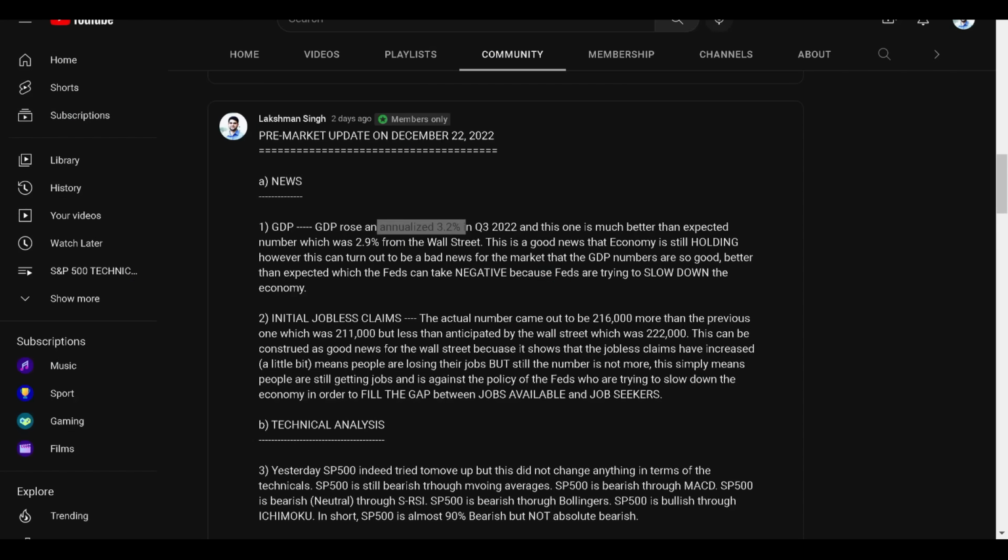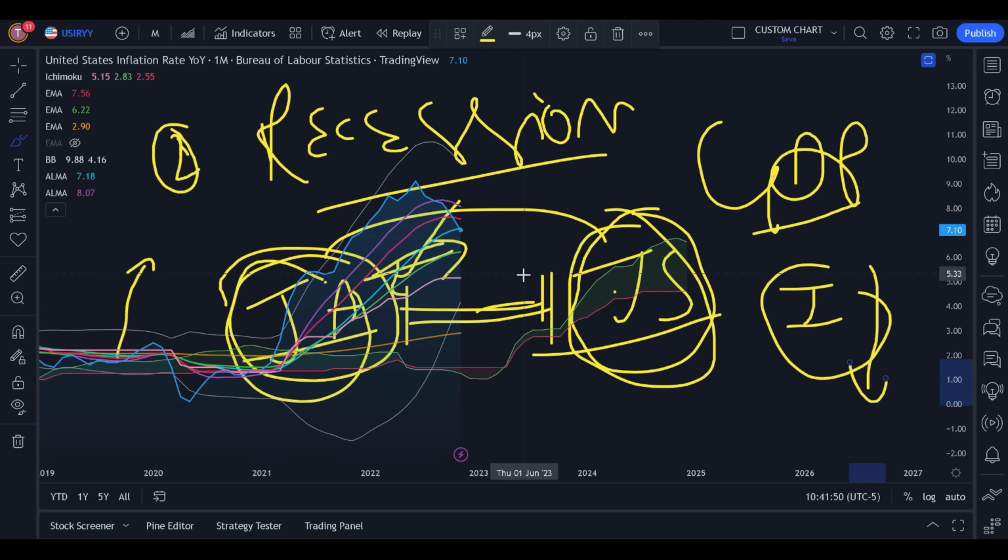That is the reason why the GDP number was more than anticipated and more than the previous one. Wall Street expected 2.9%, the previous one was 2.6%, and this time it was 3.2%. Because the economy is still holding, this is going to make the Feds unhappy. Generally when the GDP grows, that is good news for everyone, and even the Federal Reserve is happy. But this time they are not happy. They are unhappy.